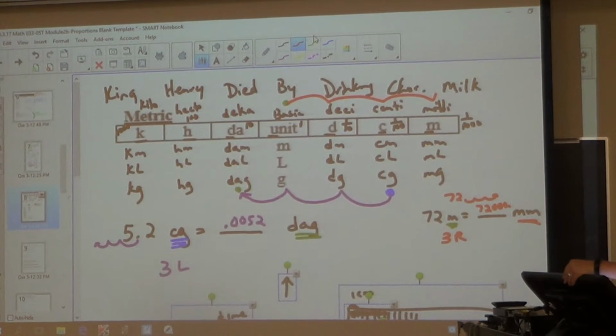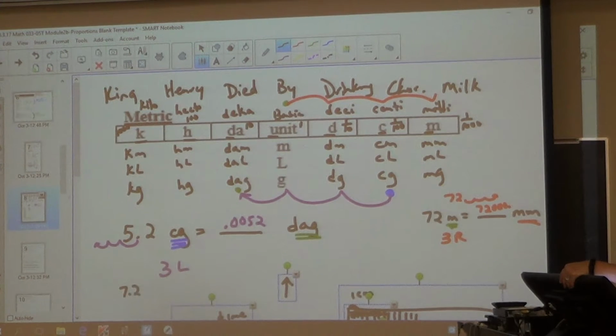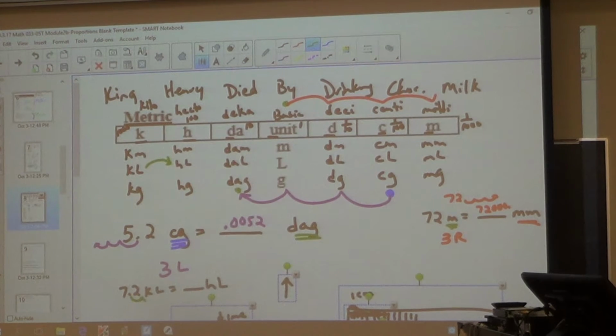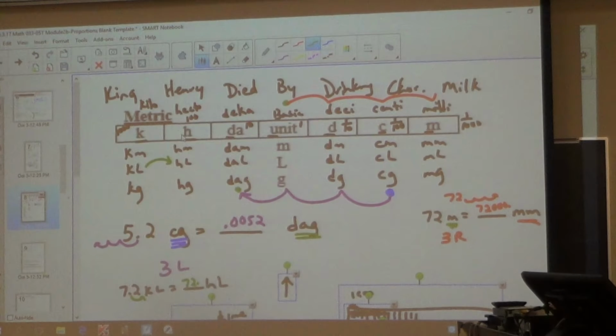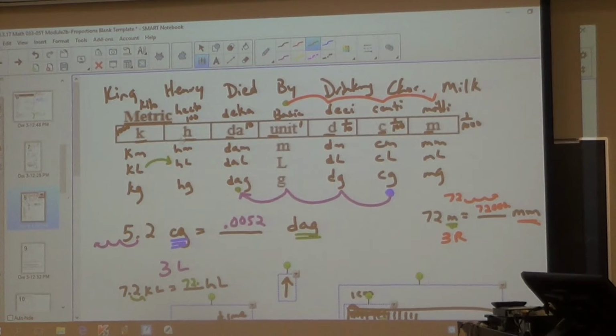So do you always move 3 jumps to the left or the right? No. What if I had 4.2 kiloliters and I want to turn it into hectoliters? How many which way? Kilo to hecto. 1 to the right. We're going from kiloliters to hectoliters, 1 to the right. So it depends on where you're at on the starting scale and where you're going.